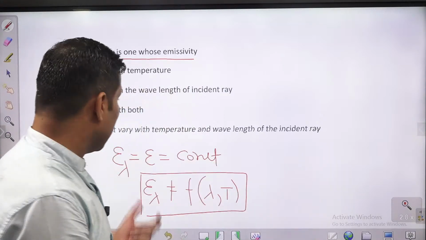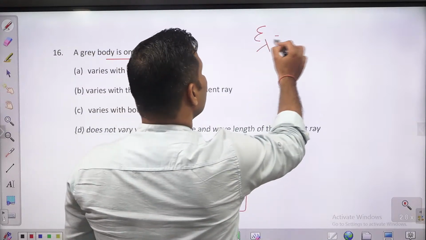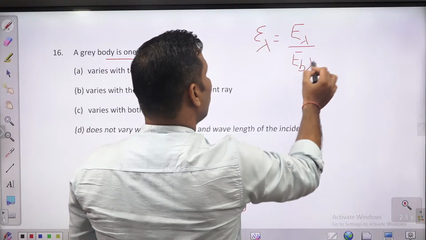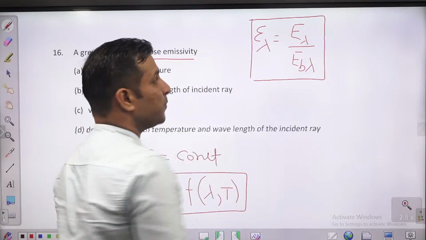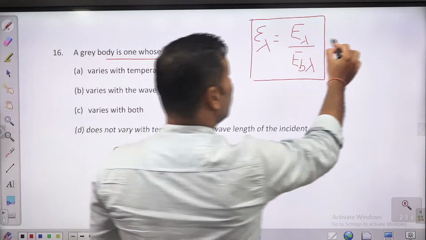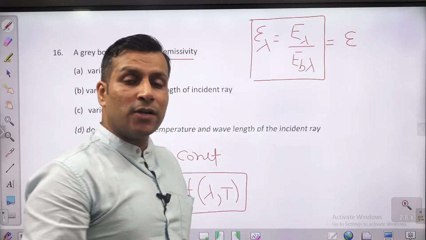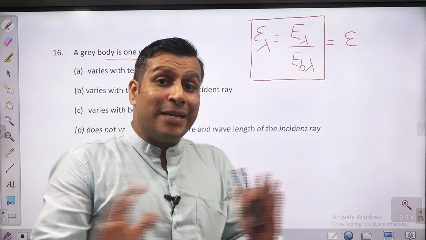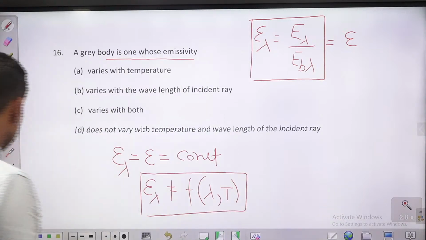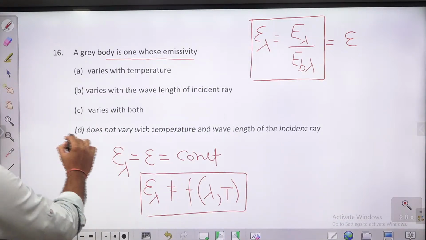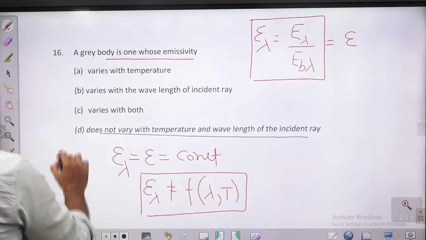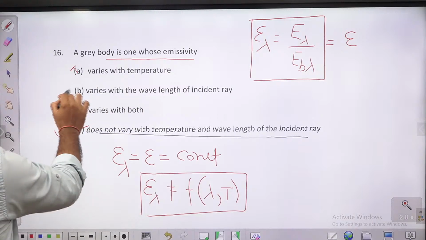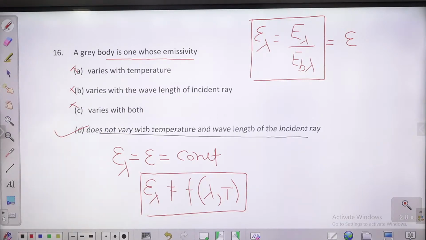But what is this emissivity? Spectral emissivity is nothing but the ratio of the spectral emissive power of a non-black body to the spectral emissive power of a black body. This is known as spectral emissivity. So if this spectral emissivity is equal to emissivity, this is for what kind of surface? A gray surface. A gray surface is a surface for which the spectral emissivity is independent of the wavelength and temperature. So the right answer for this question is what? Does not vary with the temperature and wavelength. What will option D be, children? This is the right answer. Varies with temperature, varies with wavelength, varies with both? No. D is the right answer, guys.